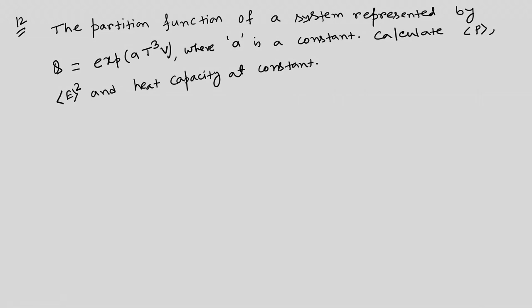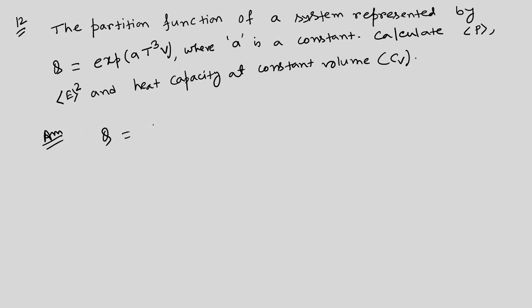Problem number 12 is the partition function of a system represented by Q equals exponential of A T to the 3 times V, where T and V are absolute temperature and volume respectively, and A is a constant. We need to calculate average pressure, average energy squared, and heat capacity at constant volume, or CV. It's a pretty straightforward problem.